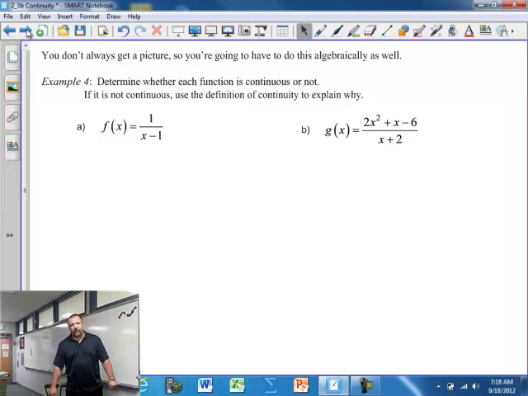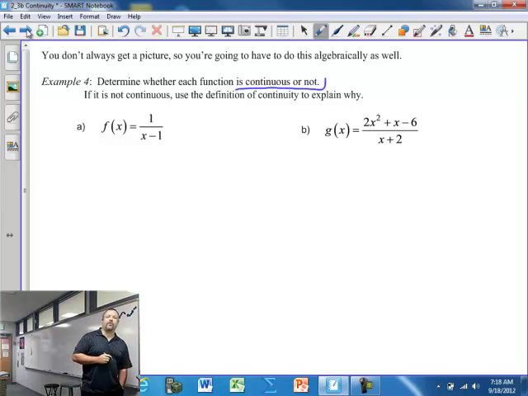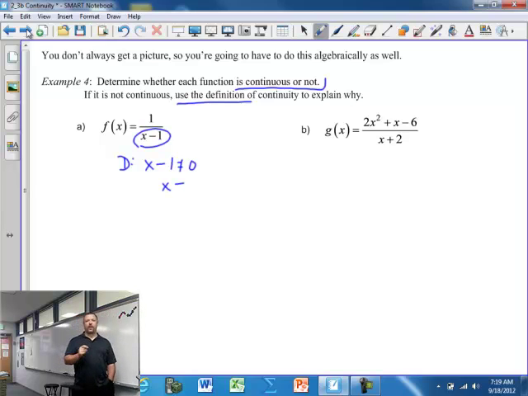So how are we going to do this without a picture? Well, we've got to rely on some of our understanding of domain, vertical asymptotes, holes, and all that fun stuff, and then talk about what's going on. So for each function, is it continuous here, and if it's not continuous, let's use the definition of continuity to explain why. Well, our domain issues: the denominator of our fraction, x minus 1, cannot equal 0, which means x cannot equal 1. So our domain issue right away tells us that we're going to have a problem at x equals 1.